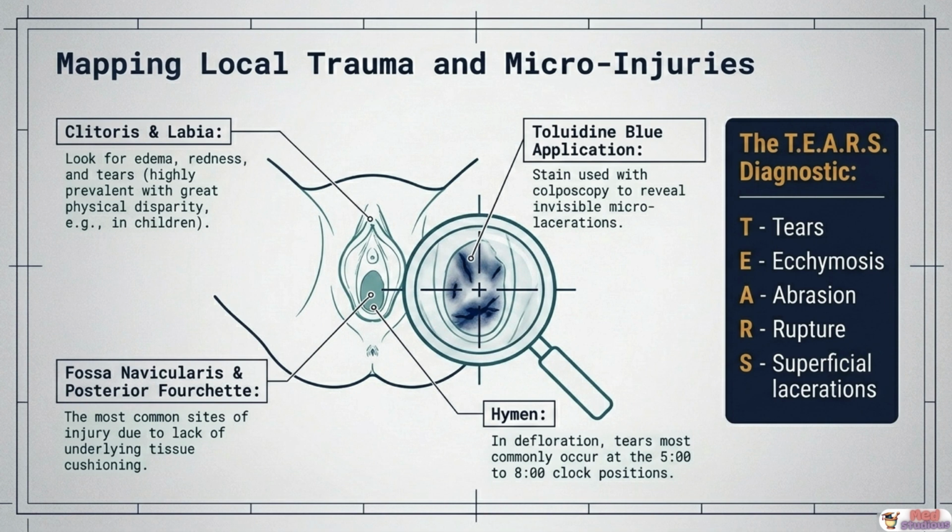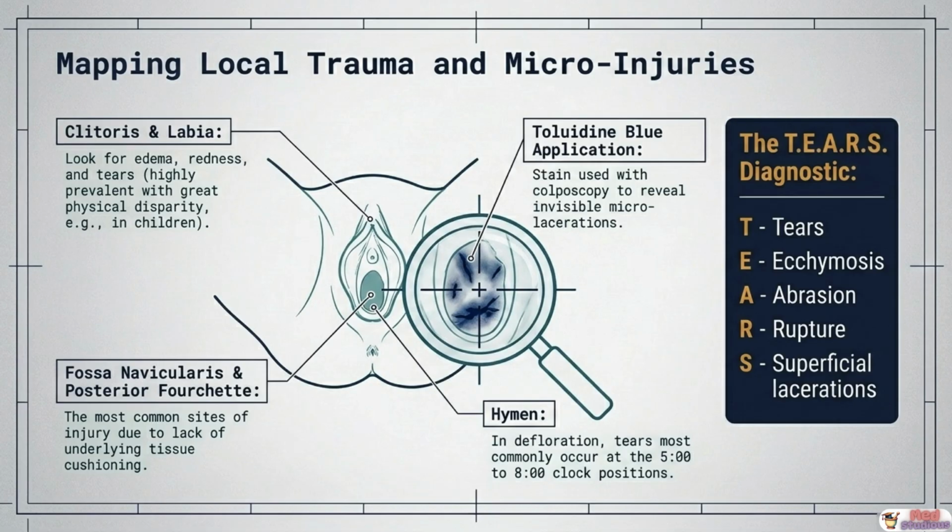The fossa navicularis and posterior fourchette, the shallow depression immediately anterior to the hymen and the junction of the labia minora at the posterior commissure, are the most common sites of genital injury in adult rape cases. Their vulnerability arises from the absence of underlying tissue cushioning, making them susceptible to shear and compressive forces during forced penetration.